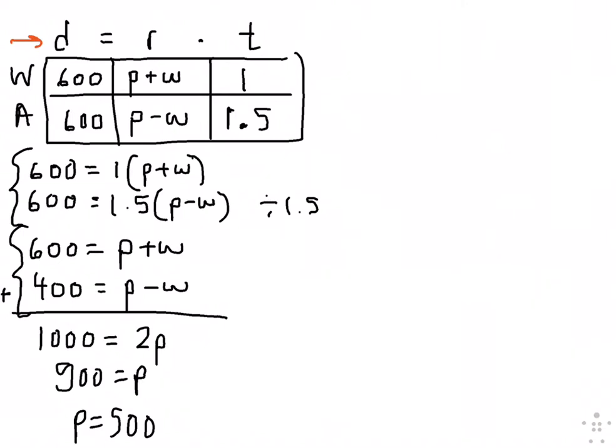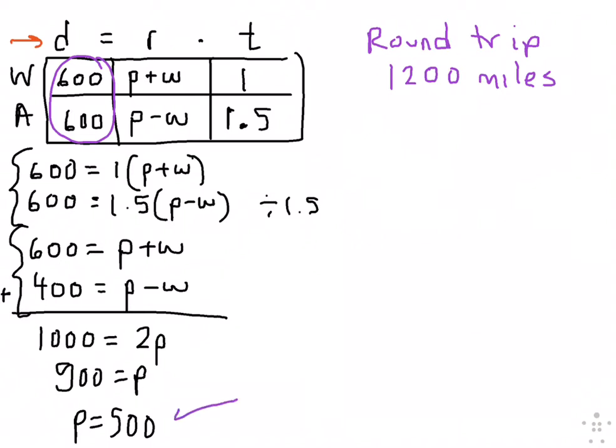They want us to find the total flying time for the round trip if there was no wind. Okay, so the round trip, let's take a look at this. The round trip is made up of 600 and 600, right? So the round trip is made up of 1,200 miles. That's the round trip, 1,200 miles. And we just figured out that in still air, the plane can fly 500 miles per hour.